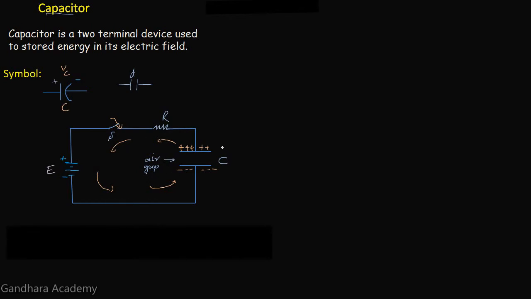As the rate of change of potential difference across this capacitor increases, the current through the capacitor increases. So the current through this capacitor is directly proportional to the rate of change of voltage across this capacitor.